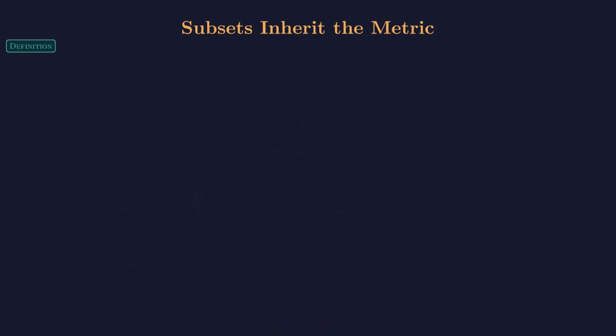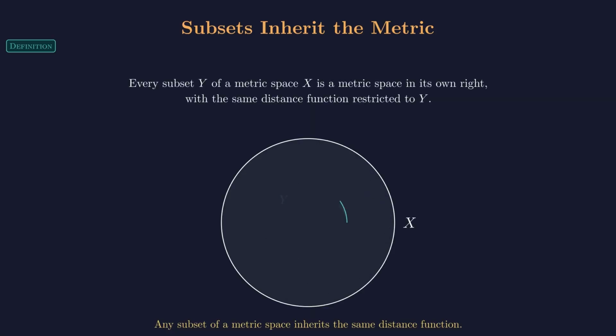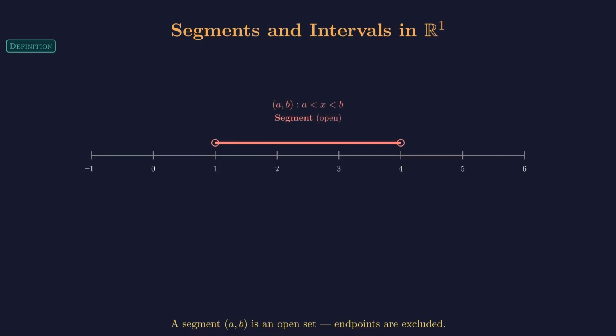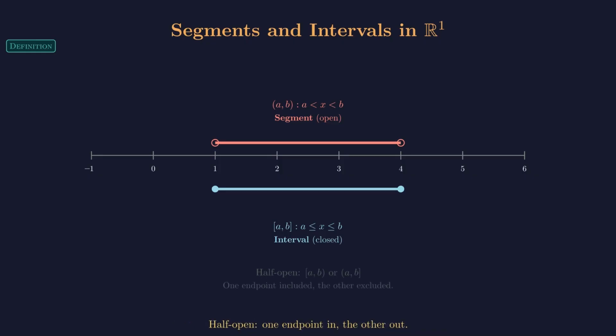Now, any subset Y of a metric space X is itself a metric space, using the same distance function, just restricted to Y. Open parentheses define a segment, every x strictly between a and b, never touching either end. Square brackets define a closed interval, so x can equal a or b right up to the boundary. Half-open intervals mix both, one endpoint locked in, the other left out.